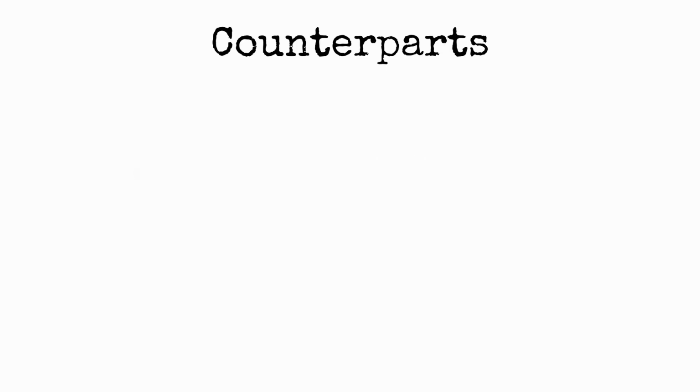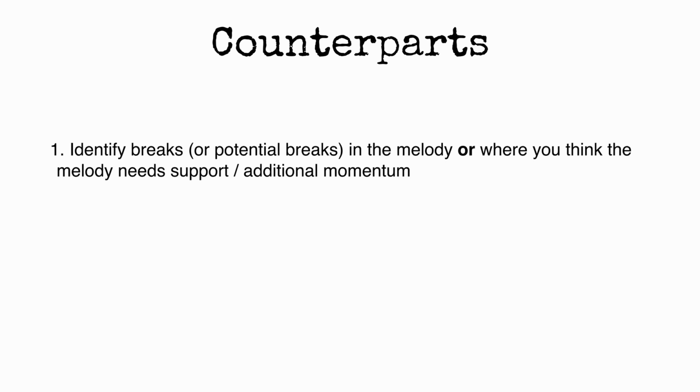So there's a process that I go through when creating counterparts that you should follow when you come to create your own as well. The first thing to do is to identify breaks or potential breaks in your melody, or where you feel like the melody needs support or additional momentum. So listen to your melody and listen for where a note might be held. That's a potential break. Even though there is a note still playing, that's a pause because it's held. There's no movement to that point. Or where there's silence in your melody, find those moments. These are the areas where you can think about adding your counter melody. Those are the breaks or potential breaks.